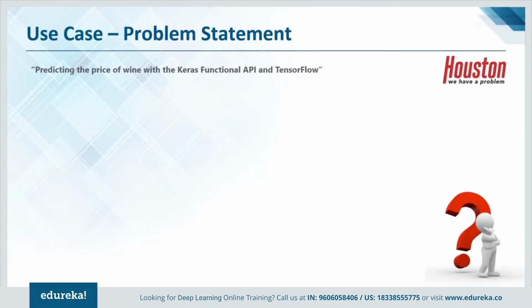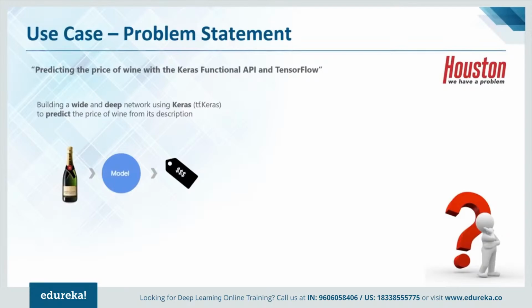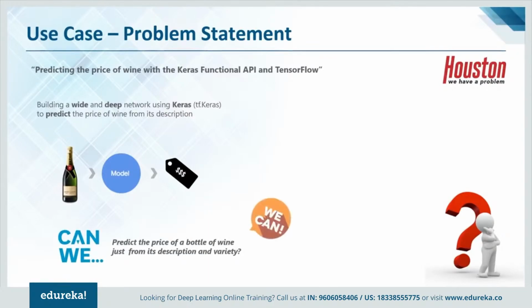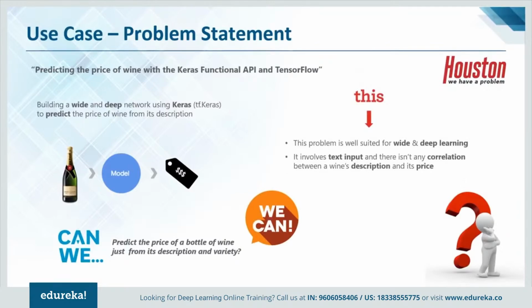So we're trying to predict the price of a bottle of wine just by knowing the description and the variety of wine. Well, we can work this out with the Keras functional API and TensorFlow. We'll be building a wide and a deep network using Keras to make predictions for us. Well, can we achieve this goal? Yes, we can. This is a problem statement suited for wide and deep learning networks, as I mentioned.